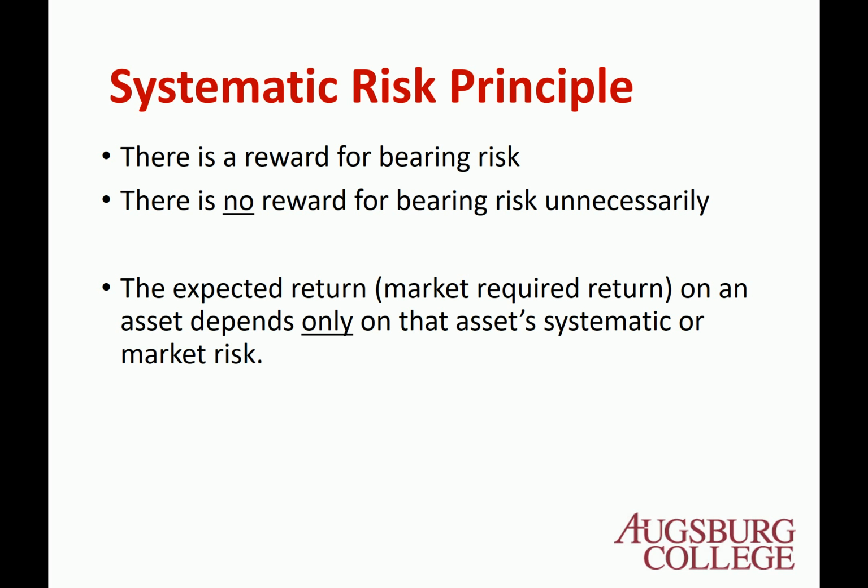So again, risk-return trade-off. There is a reward for bearing risk, but as you saw, there's no reward for bearing risk unnecessarily. So, wrong choice. You have to diversify away that unnecessary risk. The expected return on an asset depends only on asset systematic risk. It's not related to the unsystematic portion of the risk in an efficient market.